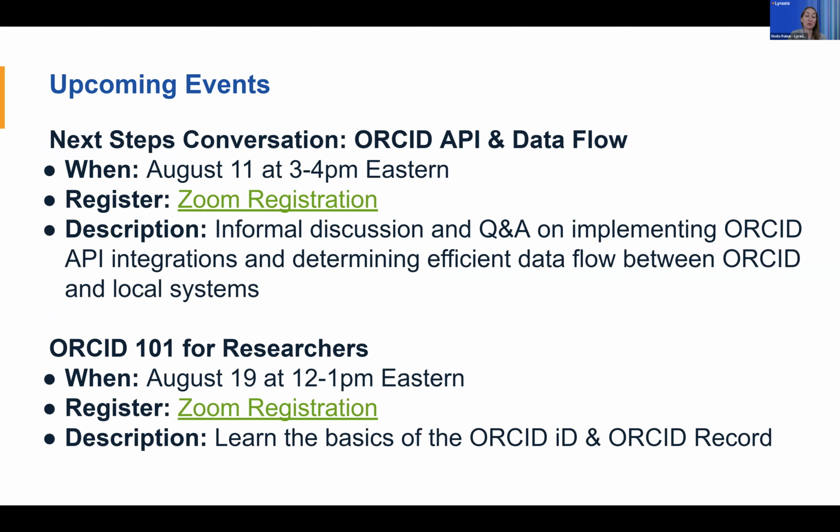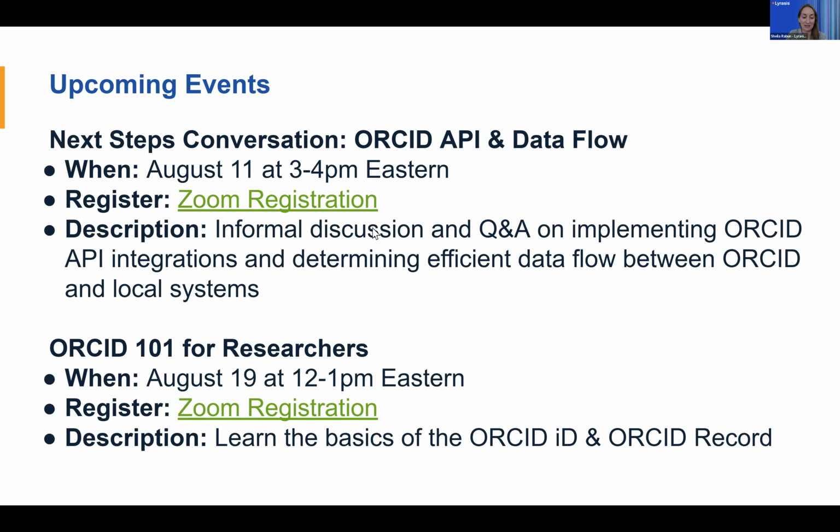We do have a few events coming up that you might be interested in. First, coming up on August 11th, we're going to be doing a next steps conversation for the ORCID US community, where we're going to go deeper into ORCID API and how data can flow through different systems at your organization. So that will be more of a discussion. You can bring your questions. And we'll just have more of an informal discussion there where we can dig a little bit deeper and more case by case questions.